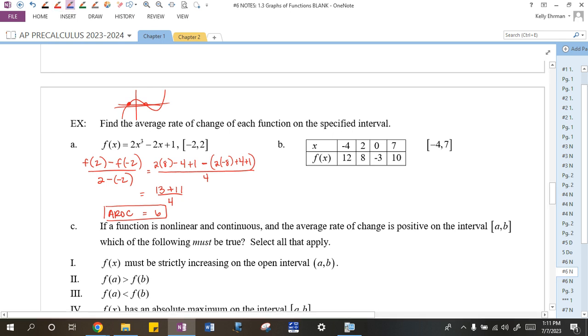In part A, we were given an equation. In part B, we're given the information via table. So the inputs are x, the outputs are f of x. We want the interval from -4 to 7. So f of 7 minus f of -4 over 7 minus -4. F of 7 is 10 minus f of -4 is 12. 7 plus 4 is 11. I get -2/11. That's our average rate of change.